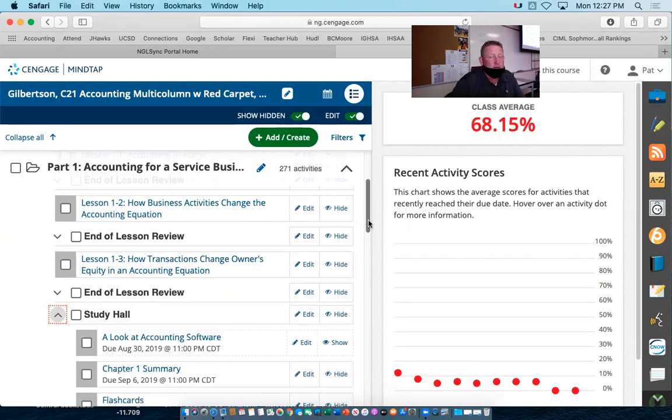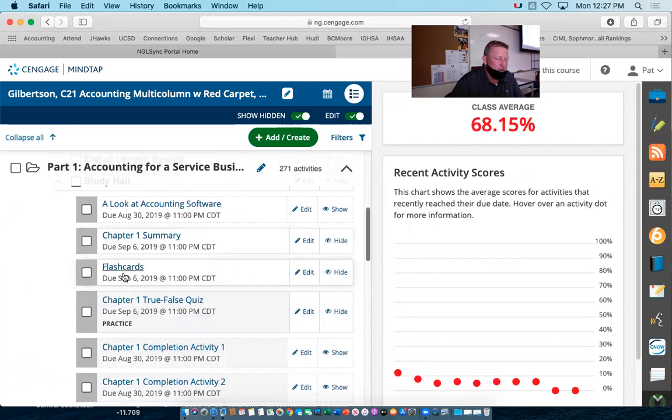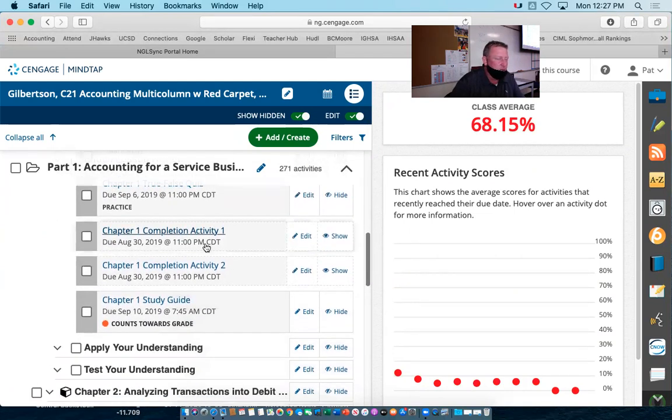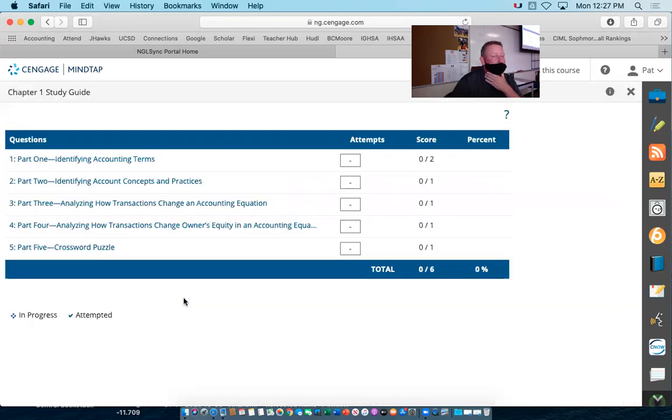Under study hall, there is a ton of information. There's a little summary, flashcards that are vocab, very helpful. True false quiz, completion activities, they're like fill in the blanks, multiple choice, so that you're able to get more practice. We will often ask you to do those the day before the test, the day of the test, just to review for 5-10 minutes before we take it. And then the study guide we'll do often. Okay, the study guide has a term section, a true false section, some problem section, maybe something fun section.